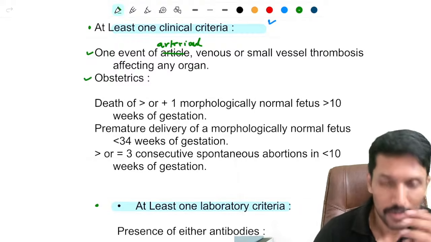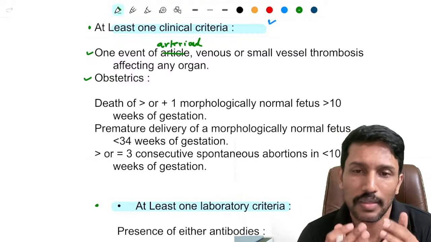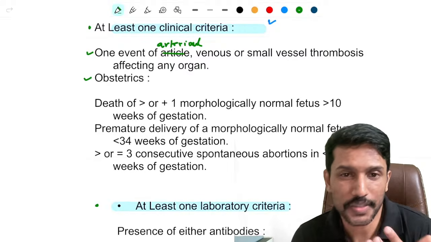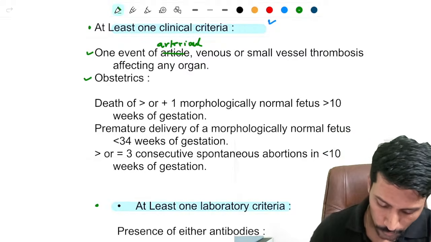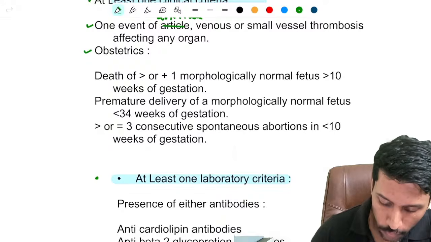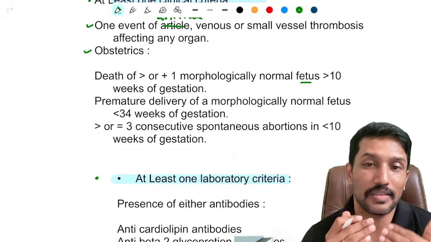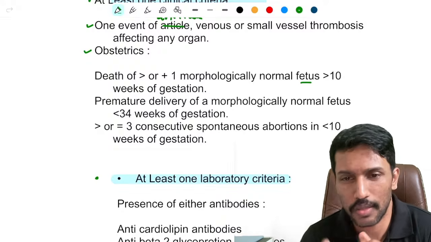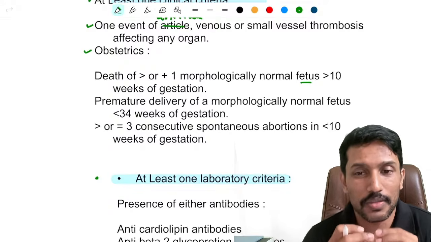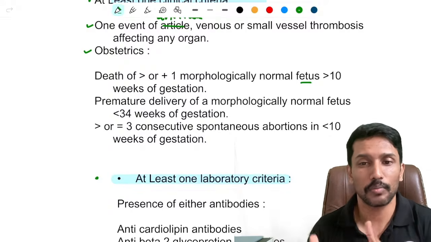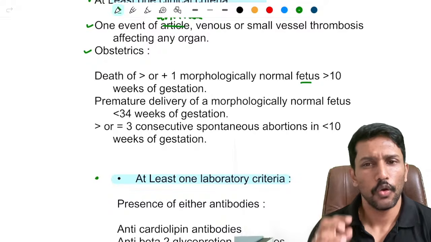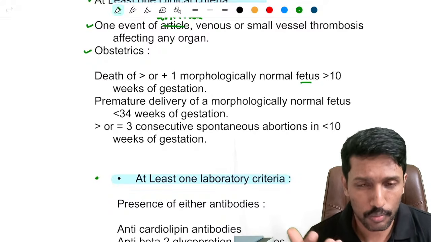Or instead of these thrombotic events, let us also take into account the obstetric history. So if there is death of one or more than one morphologically normal fetus after 10 weeks of gestation, means 11th or 12th week of gestation, there was a death of a morphologically normal fetus. Why are we stressing on morphologically normal fetus?